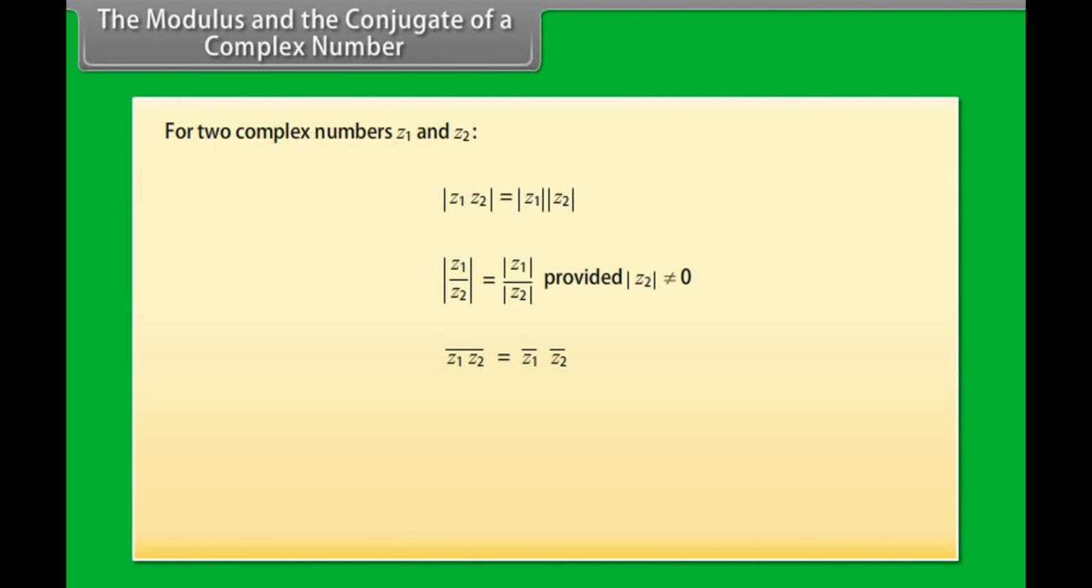Complex conjugate of product of z1 and z2 is equal to complex conjugate of z1 into complex conjugate of z2. Complex conjugate of z1 plus minus z2 is equal to complex conjugate of z1 plus minus complex conjugate of z2. Complex conjugate of z1 by z2 is equal to complex conjugate of z1 by complex conjugate of z2, provided z2 is not equal to 0.